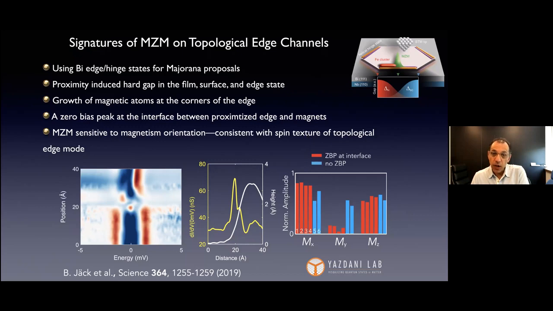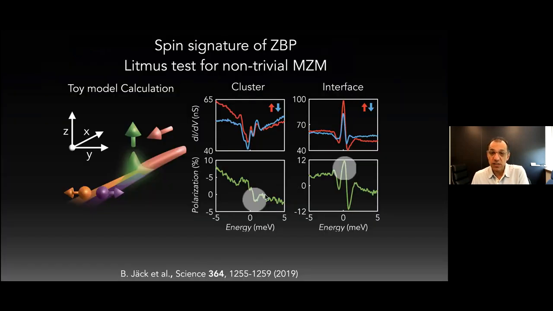Even there, we also see when we do this spin polarized measurement, we can distinguish the zero mode that's induced at the boundary between these two phases. It has a spin polarization that's very different from the in-gap states introduced by, for example, magnetic defects.